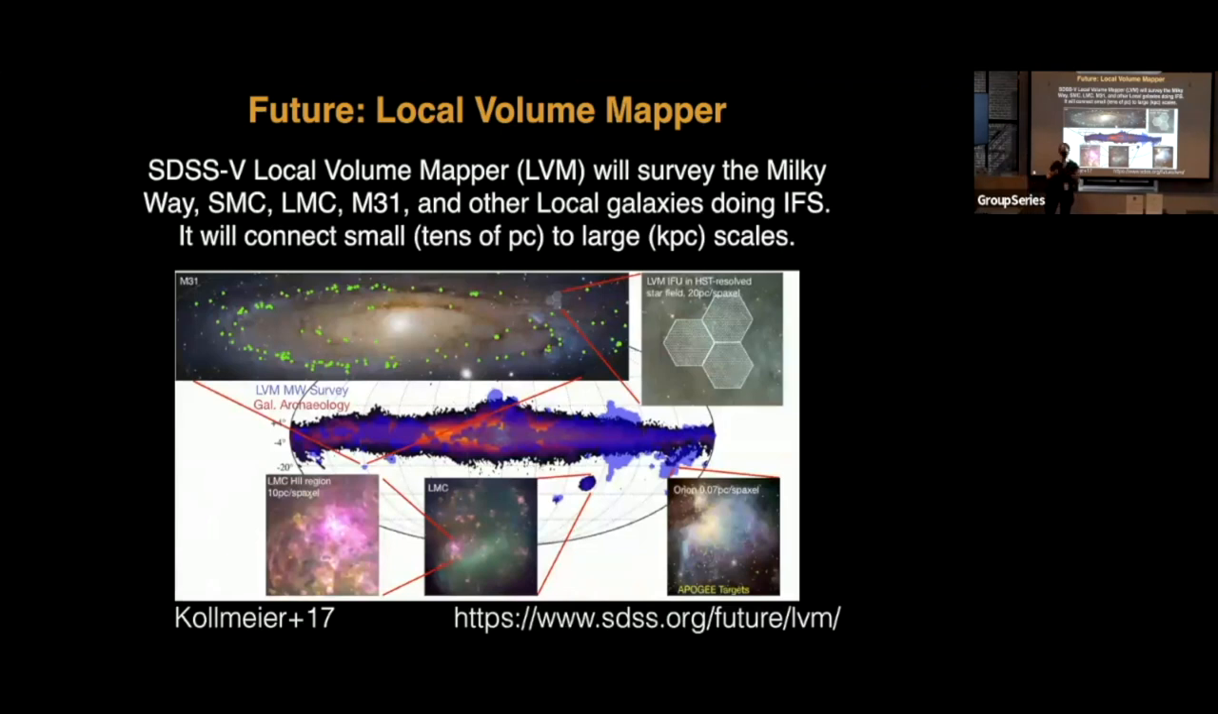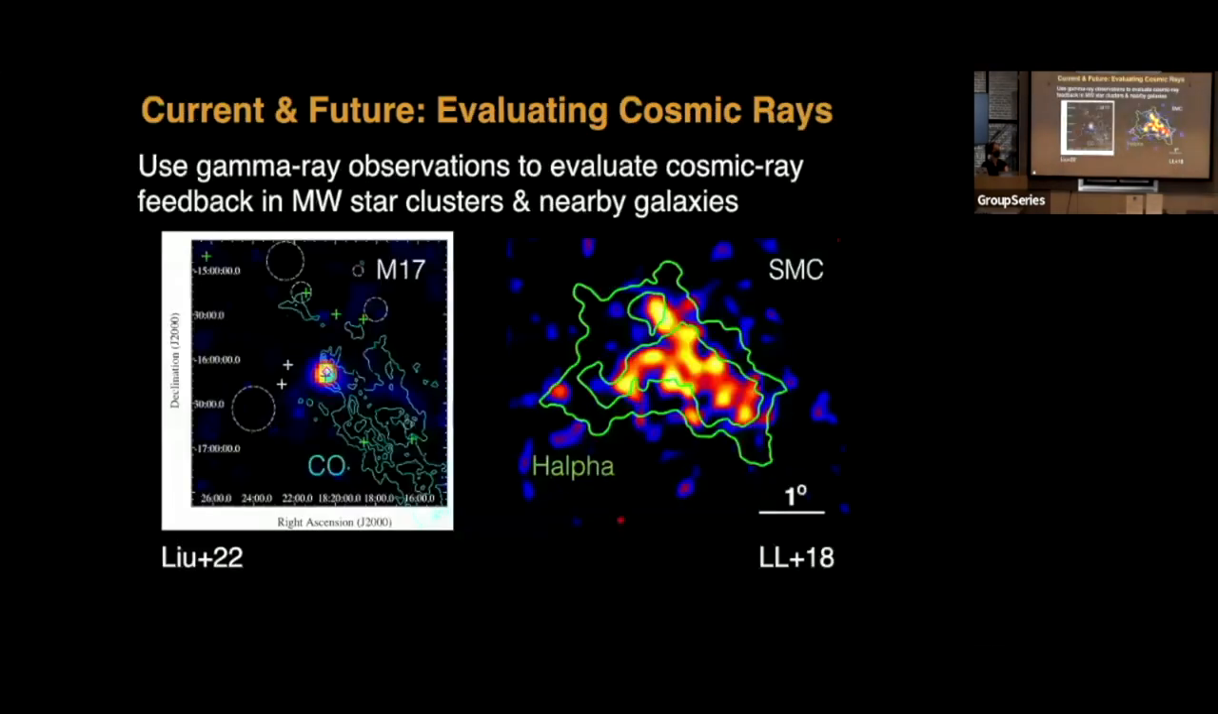I think in the very near future, we're going to have Local Volume Mapper with SDSS-V, which is going to be able to do this across a very large sample of Local Group regions, including those in the Milky Way, as well as the Magellanic Clouds, and then connect the small scales to the larger scales to understand what's happening. So I think the IFU data there will be very powerful at doing similar kind of pressure analysis.